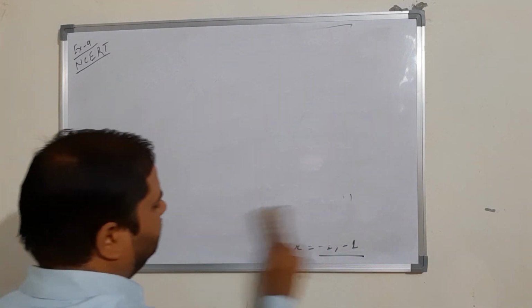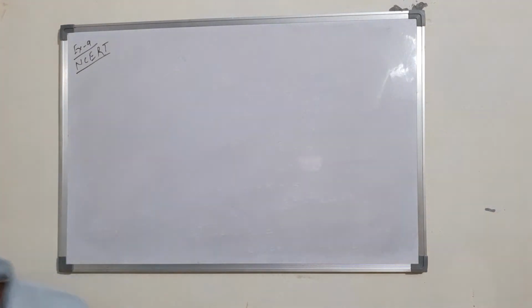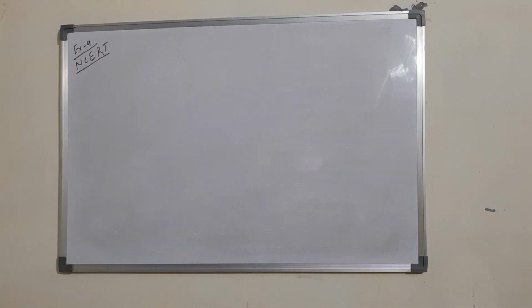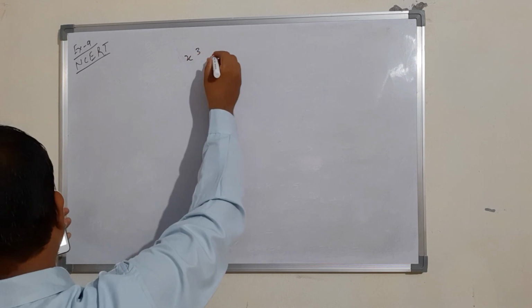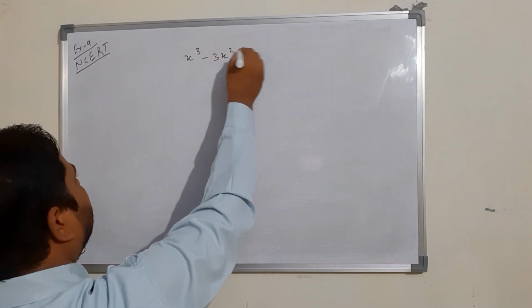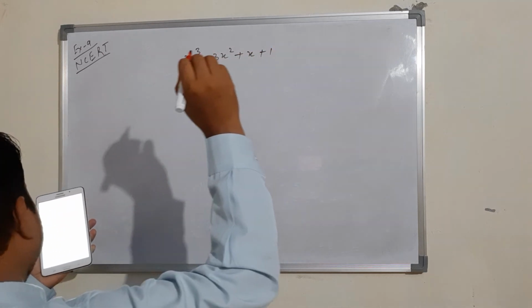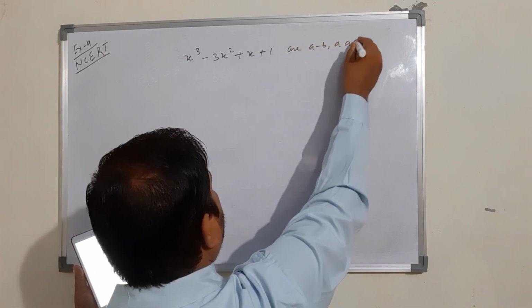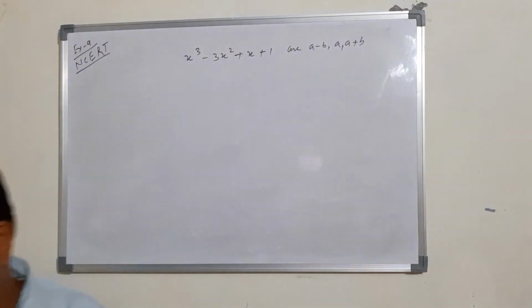Question number 3, optional exercise. If zeros of the polynomial x cube minus 3x square plus x plus 1 are A minus B, A, A plus B, then find the values of A and B.